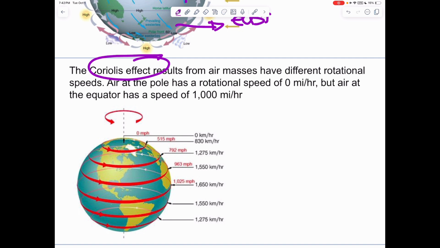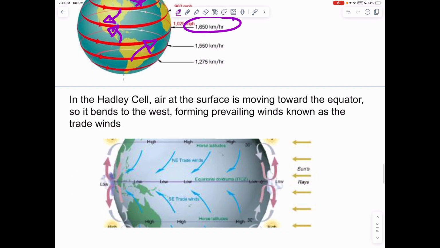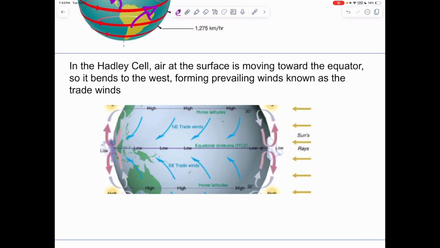You don't need to understand this. It's a lot of physics that's related, but it has to do with the rotation speed on different sections of the Earth. For example, the air at the poles is only moving about 0 kilometers per hour. That means you could stand in the exact same spot and you are just going to rotate around. However, if I am down here, I am moving 1,650 kilometers an hour.